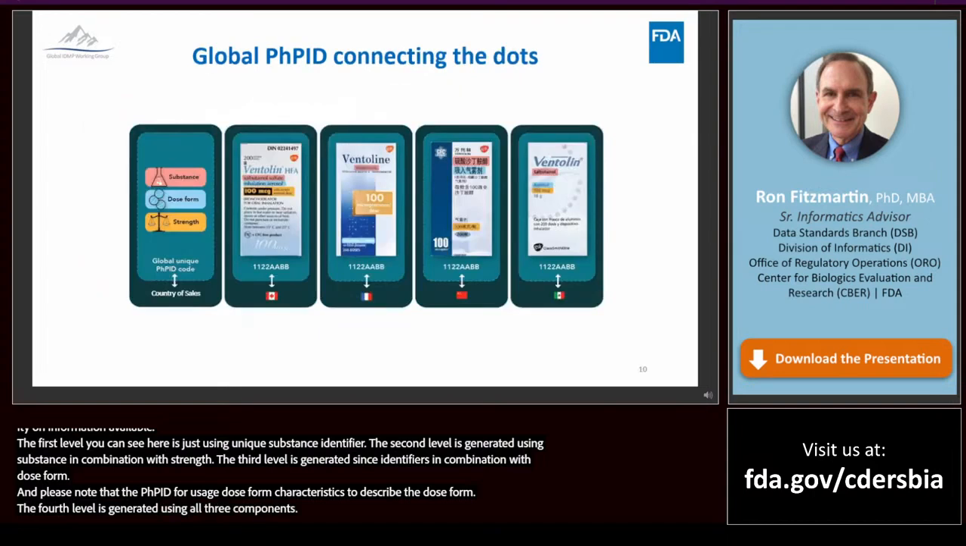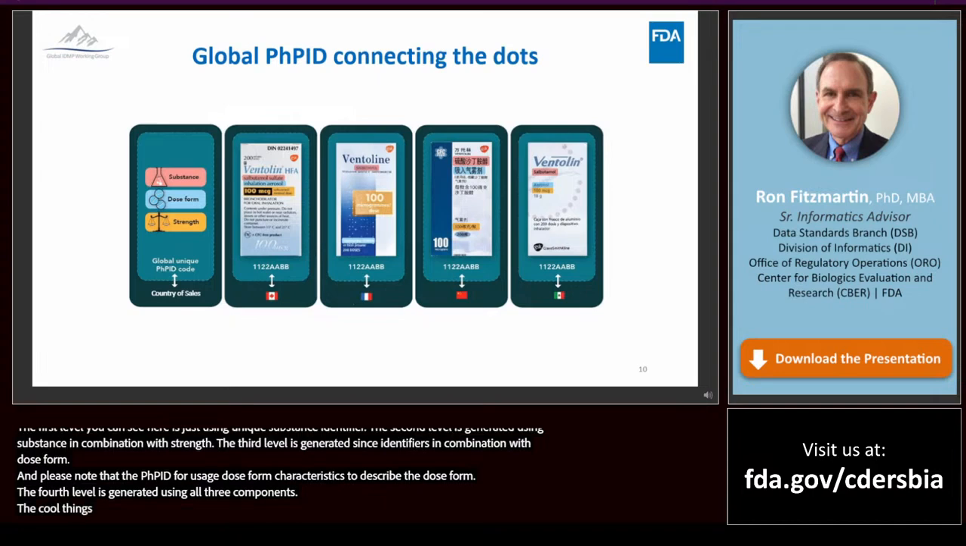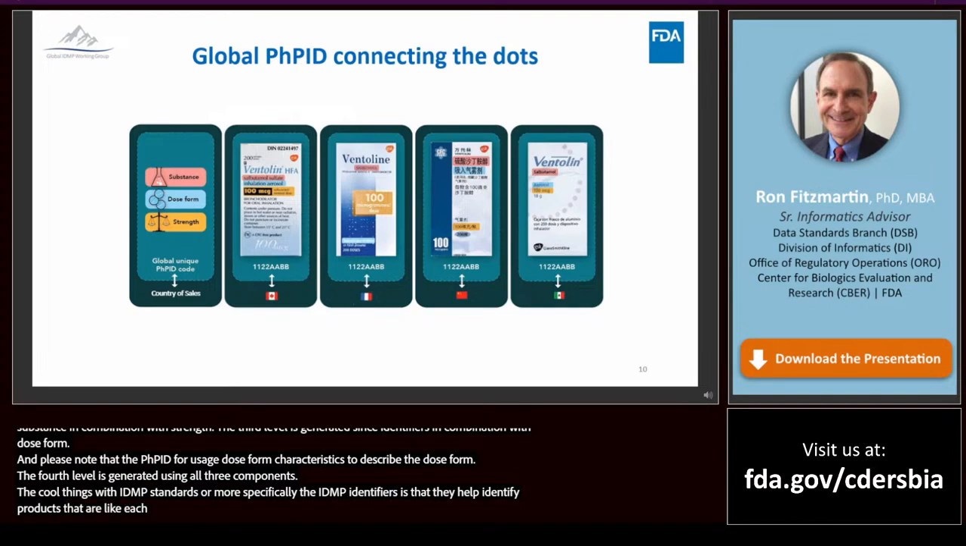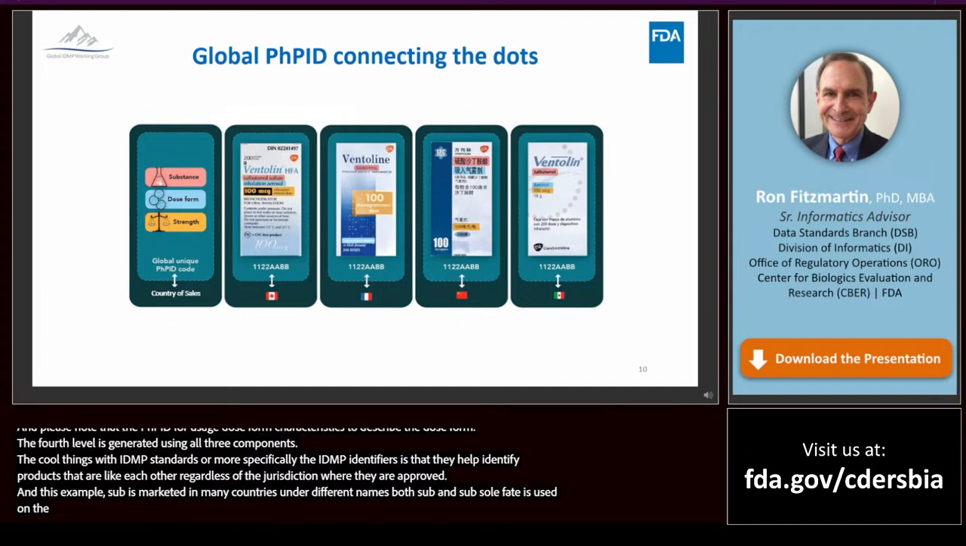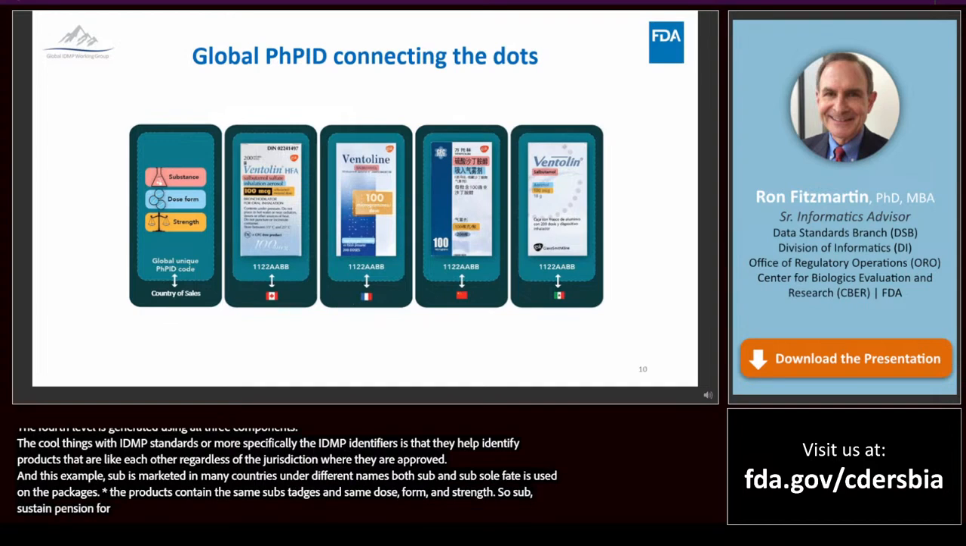One of the cool things with IDMP standards, or more specifically the IDMP identifiers, is that they help identify products that are like each other regardless of the jurisdiction where they are approved. In this example, salbutamol is marketed in many countries under different names. Both salbutamol and salbutamol sulfate are used on the packages. However, the products do contain the same substance and have the same dose, form, and strength: salbutamol, suspension for inhalation, and 100 micrograms per metered dose.